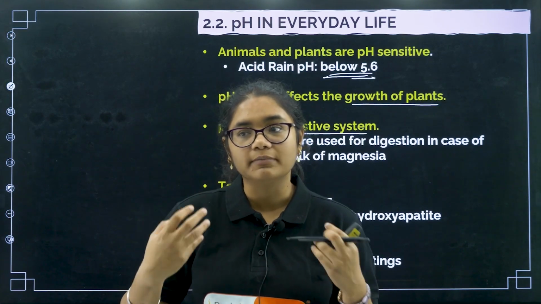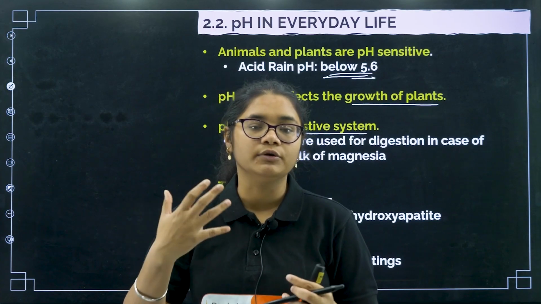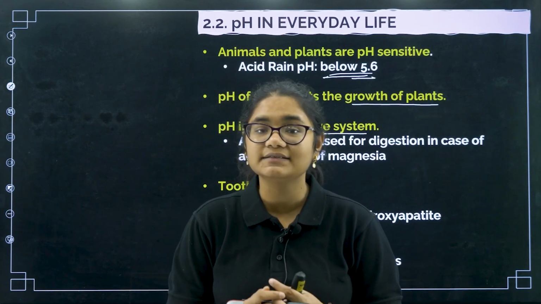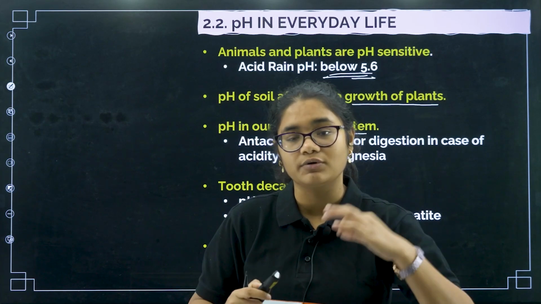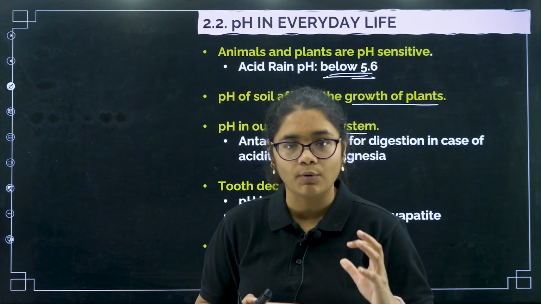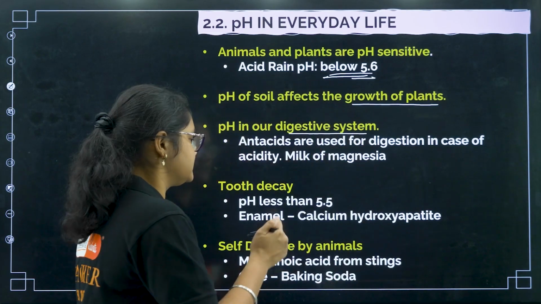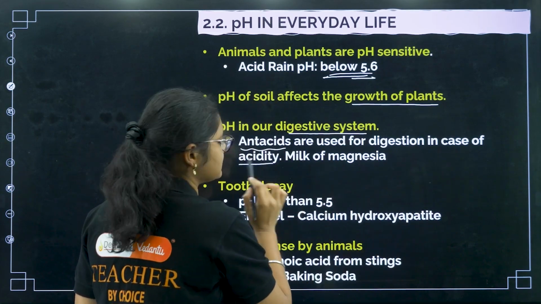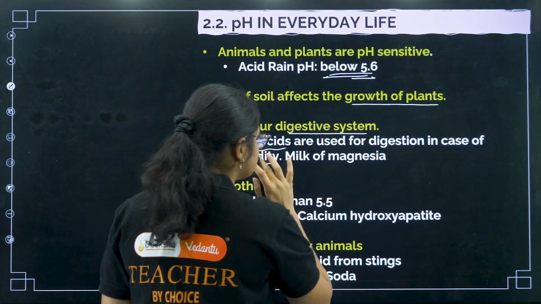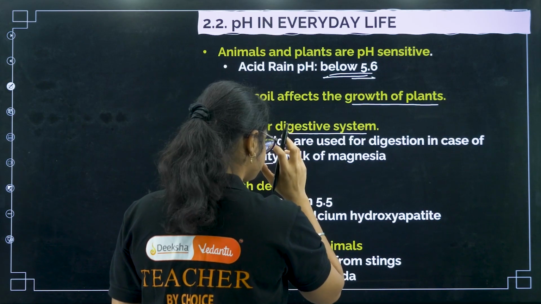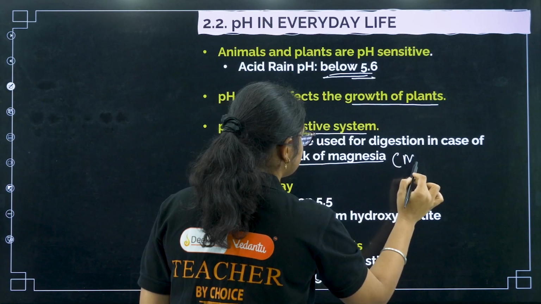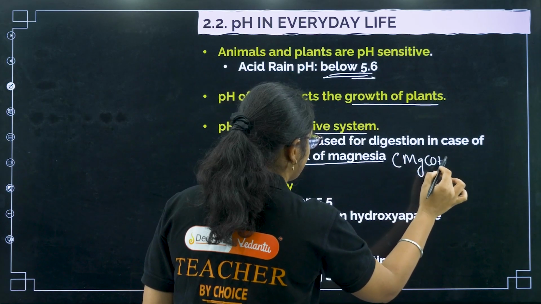So to cure this, or to prevent or neutralize this acid, we need to take some bases. These things that we consume to neutralize the acid produced in the body are called antacids. Antacids are used for digestion in case of acidity. The main constituent of antacids is milk of magnesia, that is nothing but magnesium hydroxide.